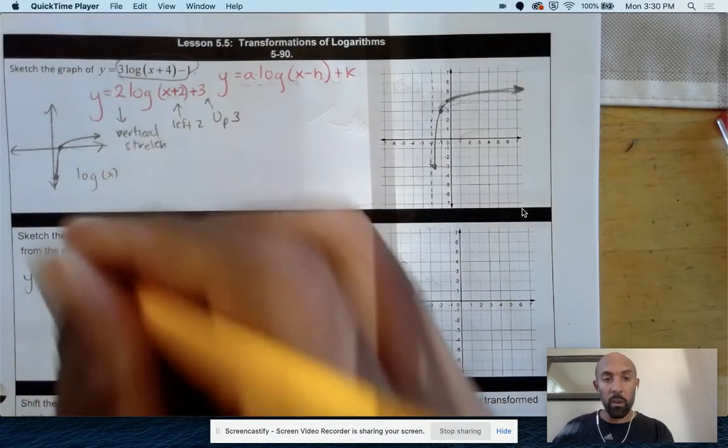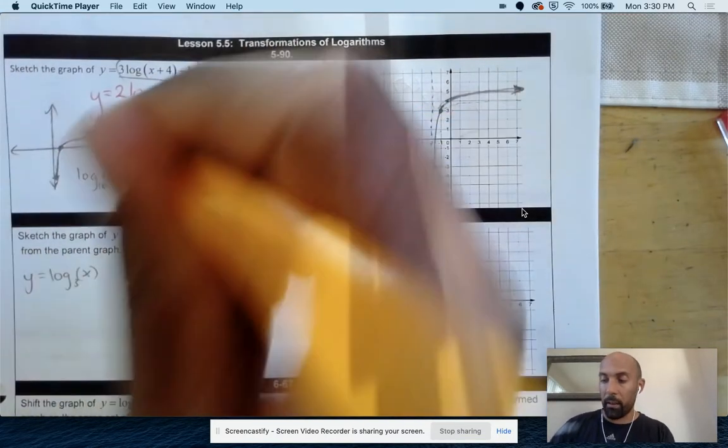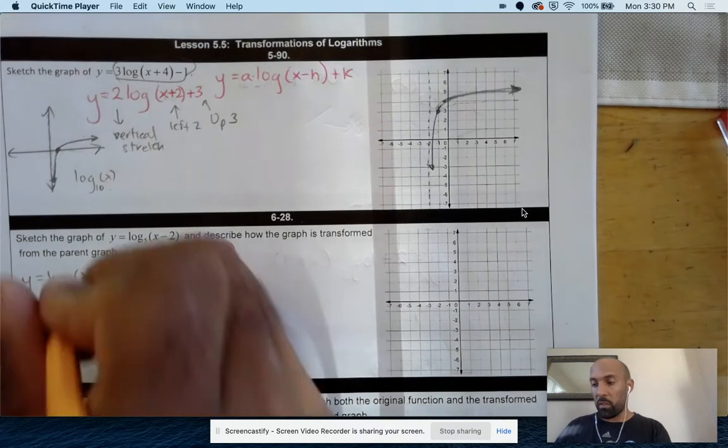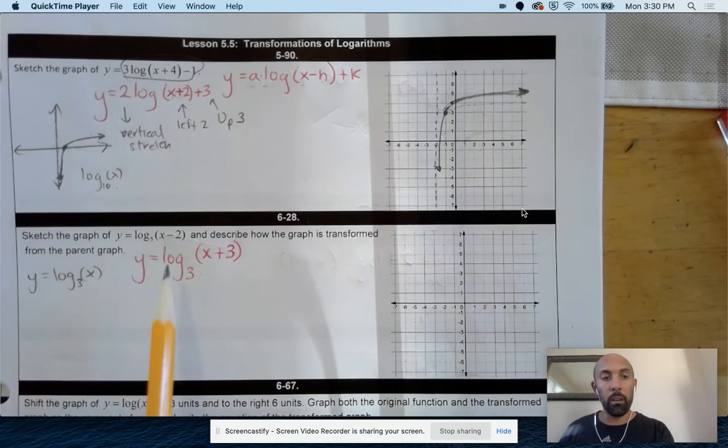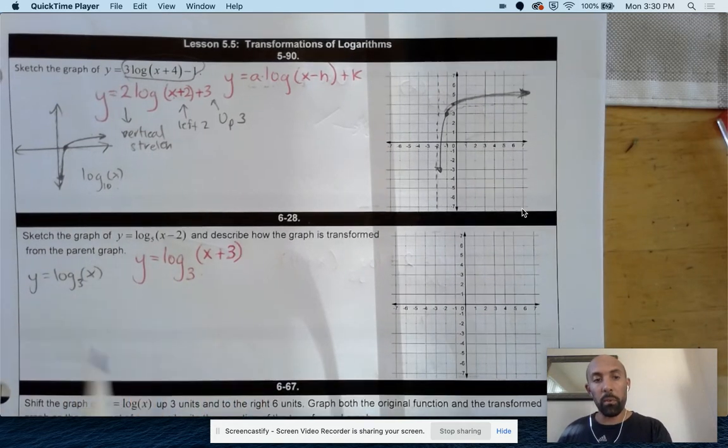Whereas the parent function for that one was log base 10. So there's different parent functions depending on what your base is, okay? And you'll see how that compares to the exponential one later. So sketch the graph and describe how the graph is transformed.